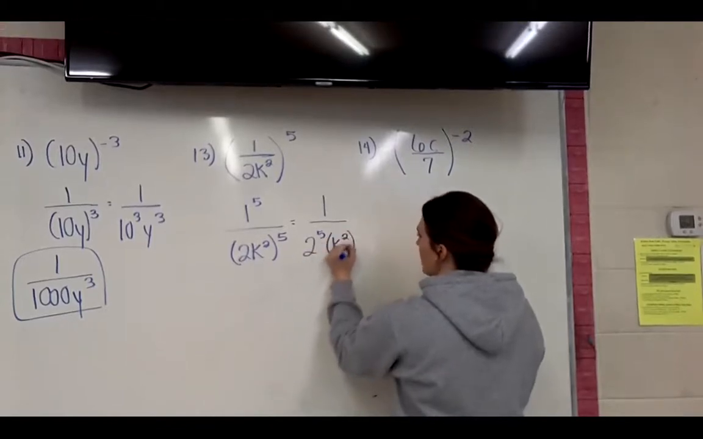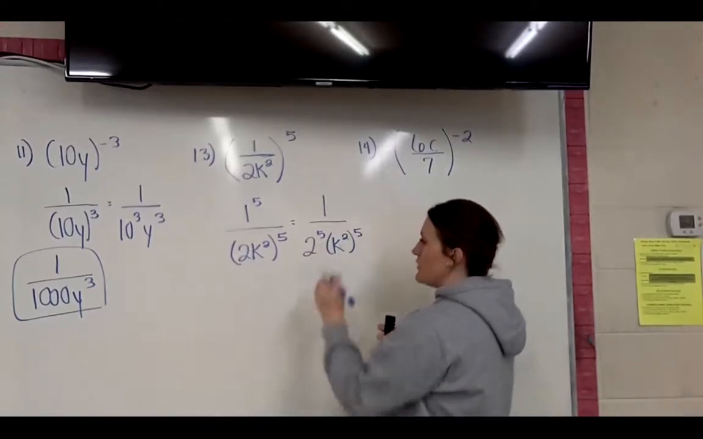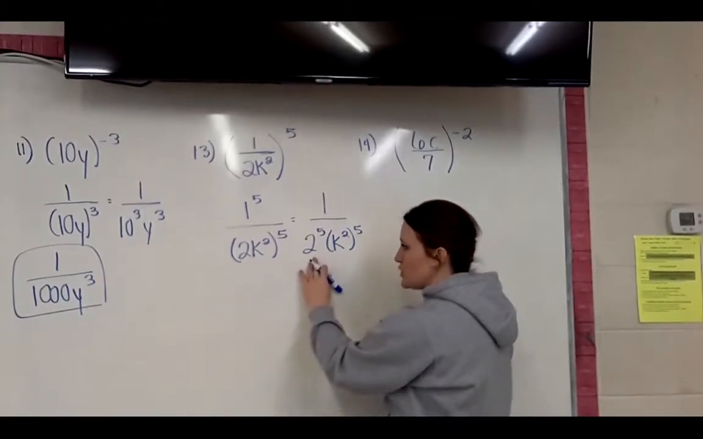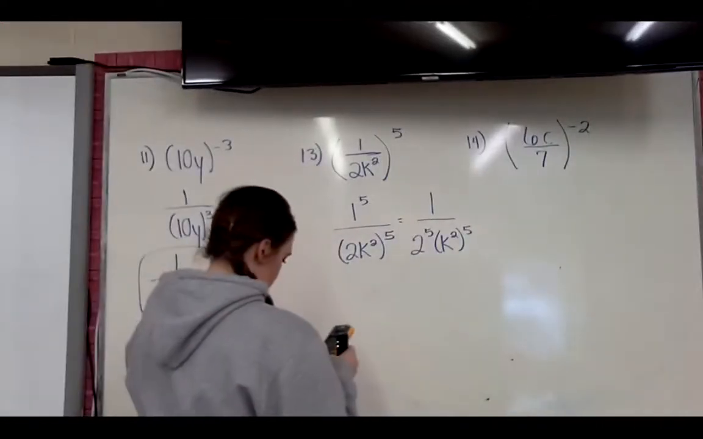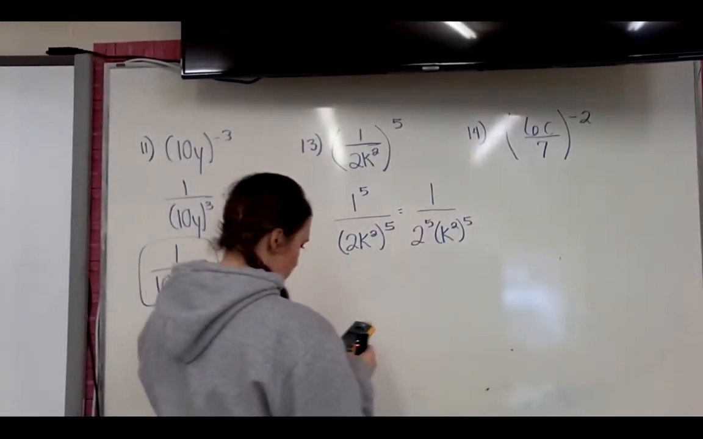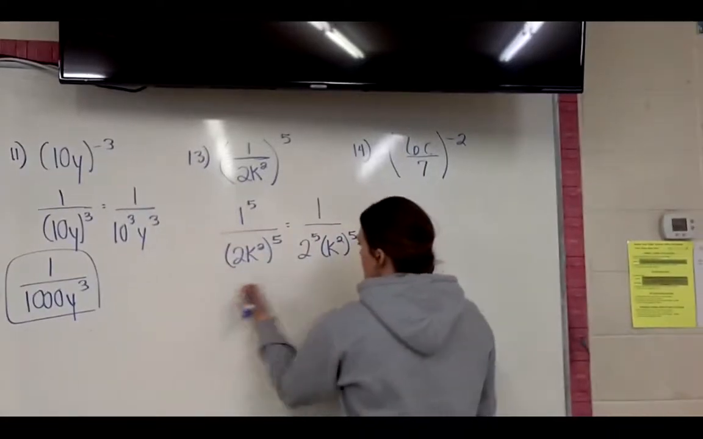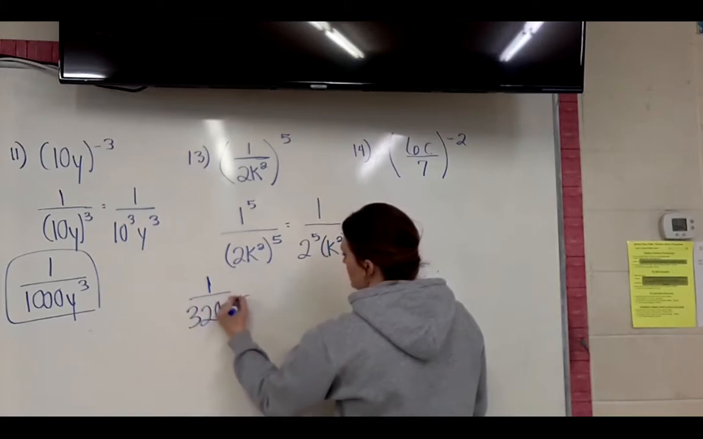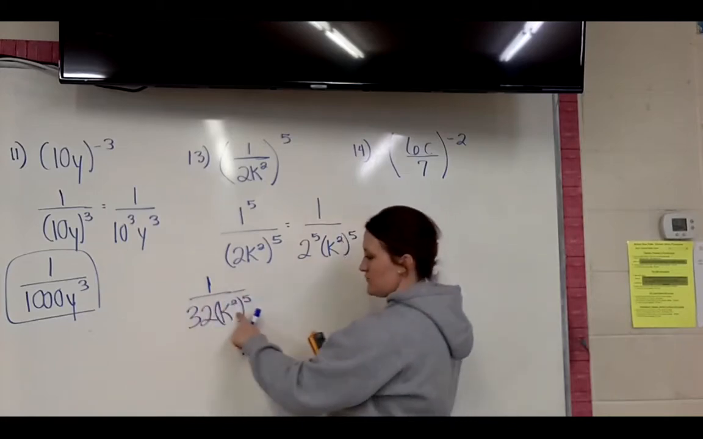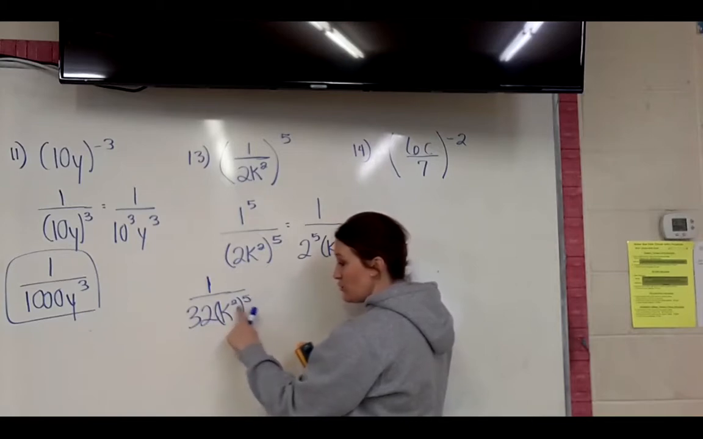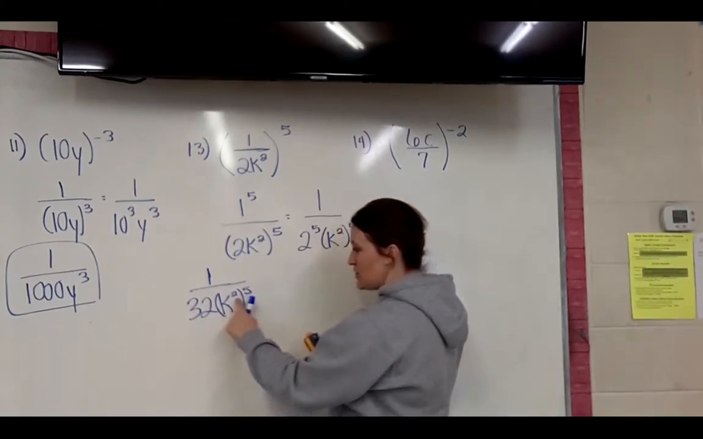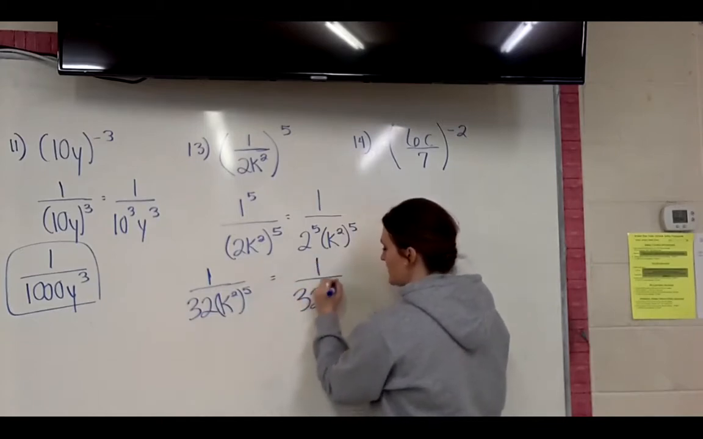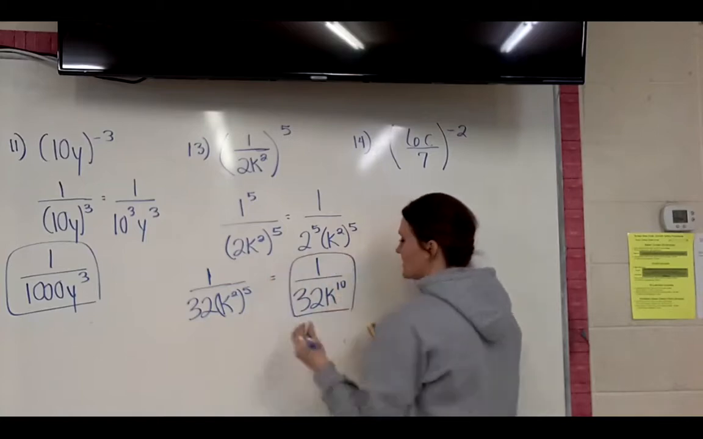So k to the 2nd power to the 5th power. I'm distributing it in. I can do 2 to the 5th power. I can't even remember what that is, so I'm going to plug it in the calculator. That is 32. So 1 over 32, and then k to the 2nd power to the 5th power. Whenever I have an exponent raised to an exponent, you multiply them. 5 times 2 is 10. So our final answer is 1 over 32k to the 10th power. And that is as far as we can go.